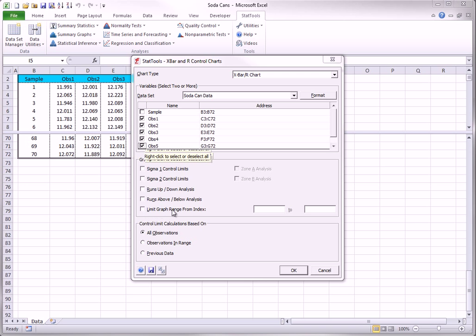You can limit the graph to just some of the samples, and you can base your calculations of the center line and the upper and lower control limits on all the observations, on observations in some range, or even from previous data. For example, you could base these on observations 1 to 30, and then, using this period as the base period, graph the observations from period 31 on to see if the process stays in control. I'll accept the defaults for right now.